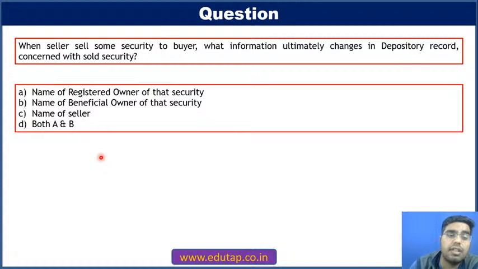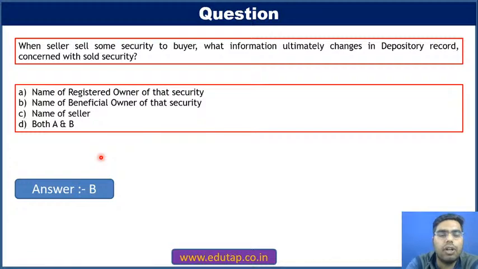Clear? Next is, when seller sells some security to buyer, what information ultimately changes in depository record concerned with the sold security? Name of registered owner of the security changes, name of beneficial owner of the security changes, name of seller changes, or both A and B changes. The correct answer is name of beneficial owner of the security changes.